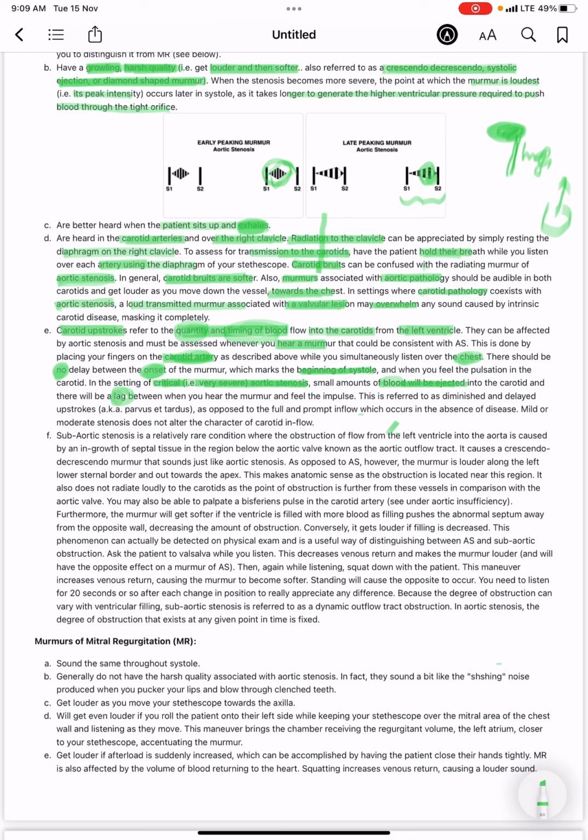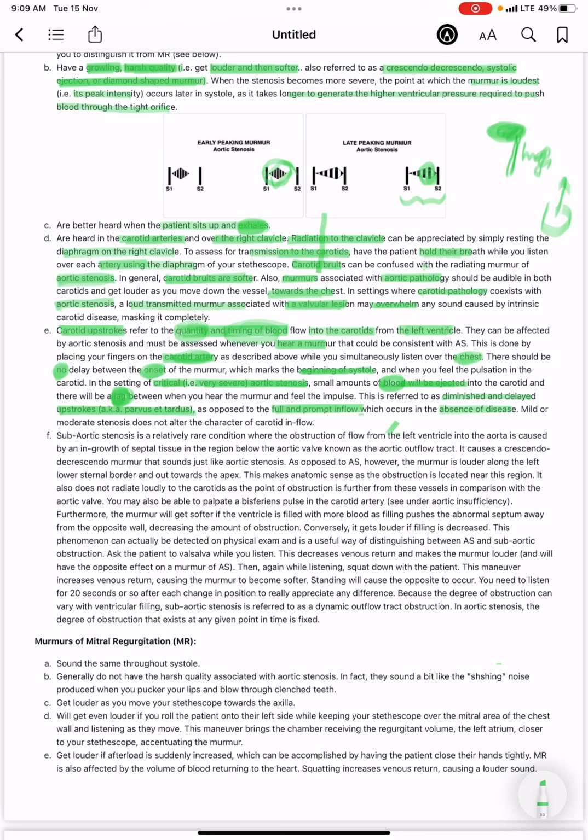Small amounts of blood will be ejected into the carotid, and there will be a lag between when you hear the murmur and feel the impulse. So this is referred to as diminished and delayed upstrokes, as opposed to the full and prompt inflow which occurs in the absence of disease.